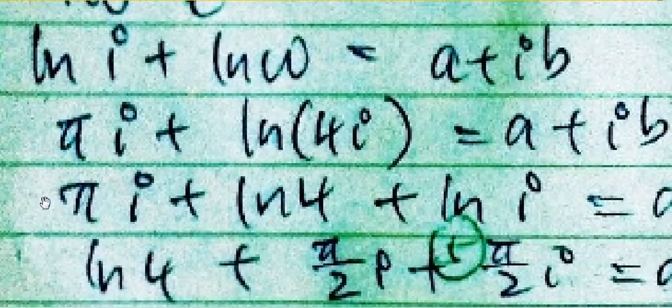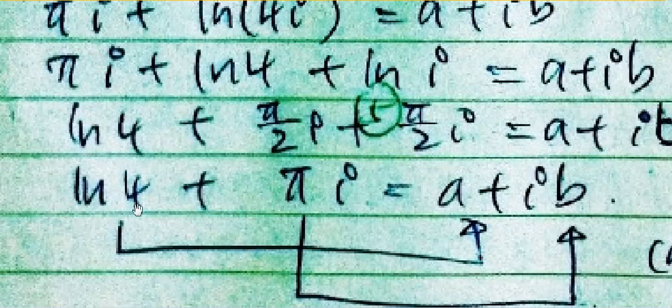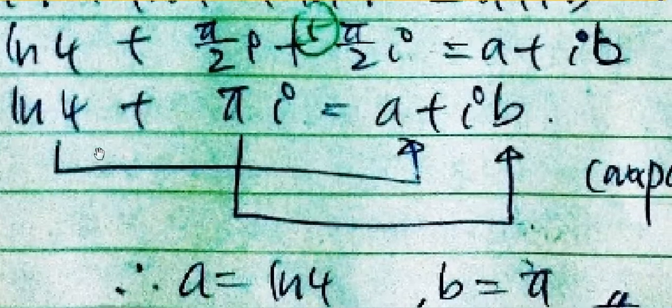Simplifying the left hand side, you should be able to get pi i plus ln 4 plus ln i. Simplifying it further, you get ln 4 plus pi i equals A plus iB. Comparing the parts, ln 4 would be A and pi would hence be B. Done.